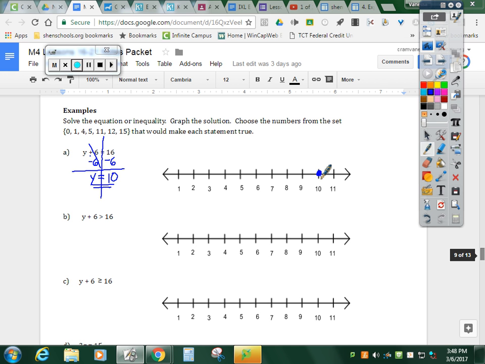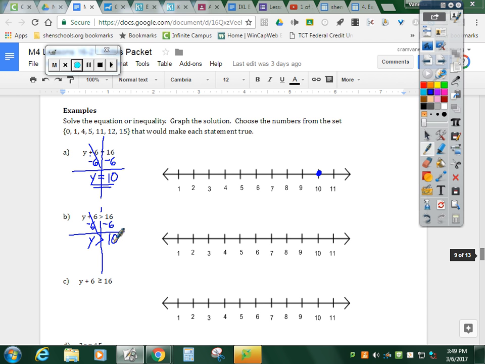y equals 10. Okay, now we have the same basic number sentence, except now it's not an equation, it's an inequality. You would solve an inequality the same way that you would solve an equation. We're still going to subtract 6 from both sides, but now the difference is the sign you're bringing down is not an equal sign, it's an inequality. So here, y would be greater than 10, okay?